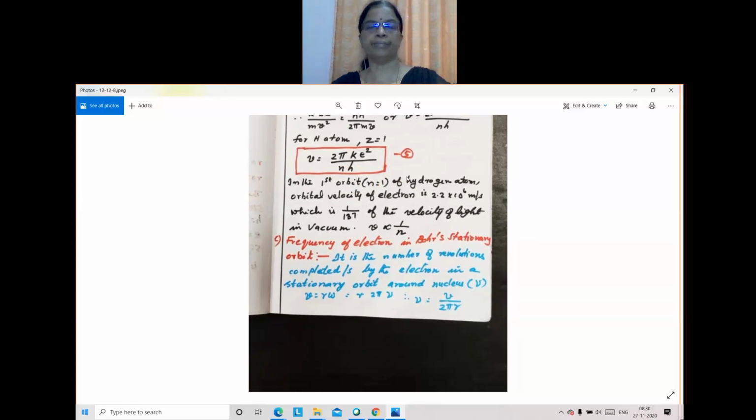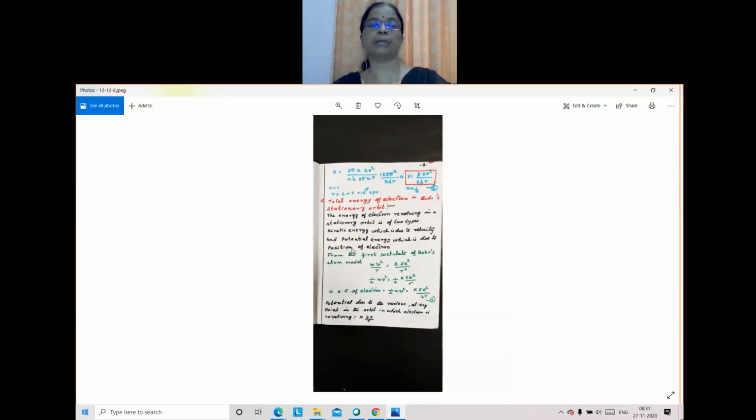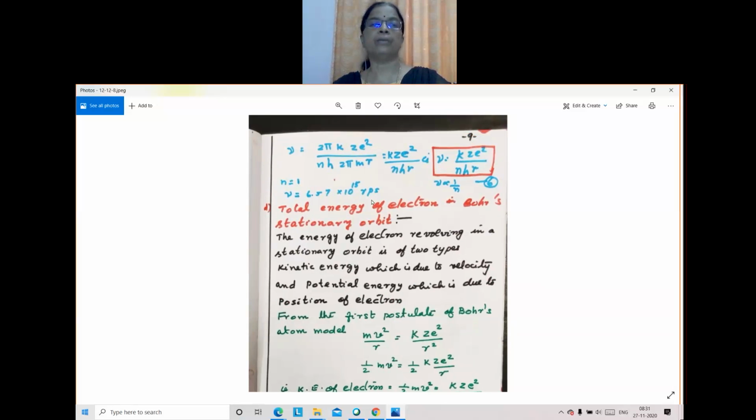Next is frequency. The second derivation is also over. Then the third one, frequency. What is frequency? Number of revolutions in 1 second: the number of revolutions completed per second by the electron in a stationary orbit around the nucleus. We know V equal to R omega, omega equal to 2 pi into nu. So when frequency is asked, we have to connect with this equation. V linear velocity is equal to R omega, omega equal to 2 pi nu. Therefore, nu equal to V by 2 pi R. You just substitute V, which we already got, in V by 2 pi R. So we get the answer for nu, the frequency.